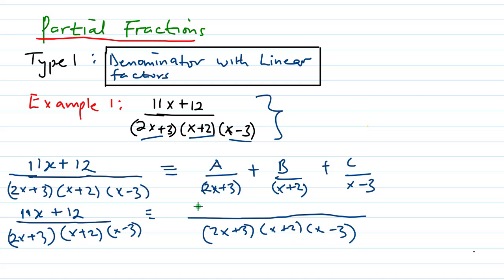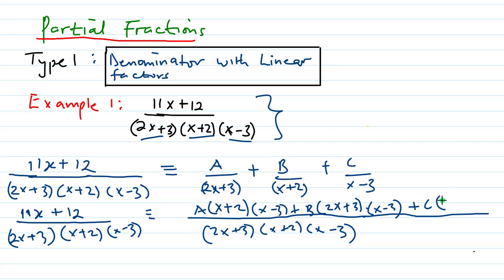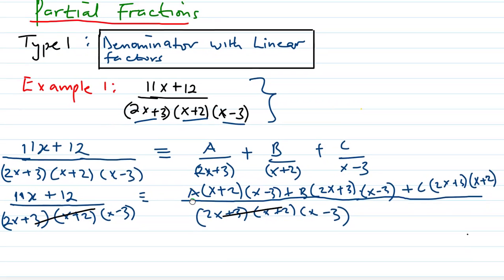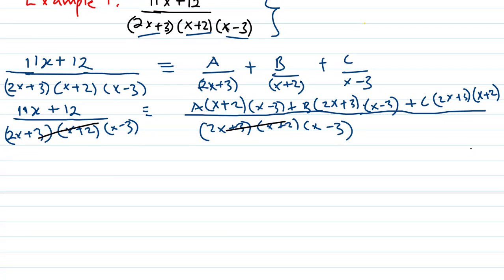So this becomes A into x plus 2 into x minus 3 plus B into 2x plus 3, x minus 3, plus C into 2x plus 3, x plus 2. Alright, there we go. So you can see that the denominators are the same, so this denominator and this denominator can cancel out, and now I have only the numerators. Okay, let's go ahead and do that.